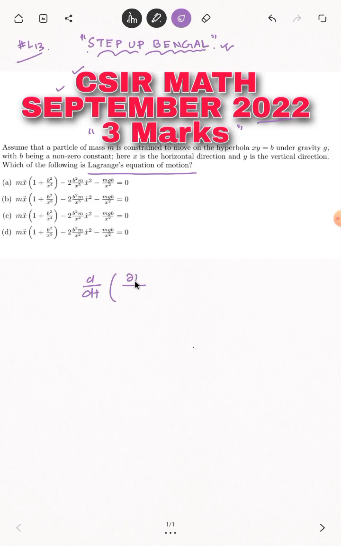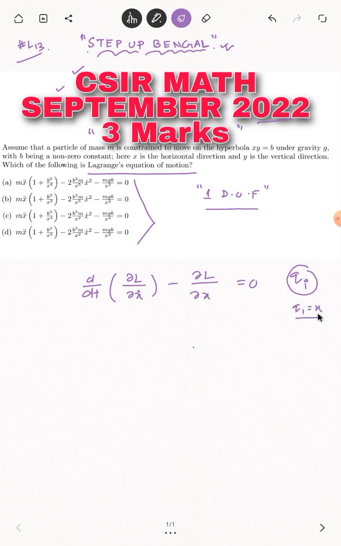d/dt of ∂L/∂x dot minus ∂L/∂x equal to 0. Here, instead of any qi, we have used simply x. The question comes why. The answer is given in the options. In the options, we have already seen that there are x dot and x double dot, that means 1 DOF, 1 degree of freedom, that is reflecting in the question. And that degree of freedom is taken to be only q1, that is x.